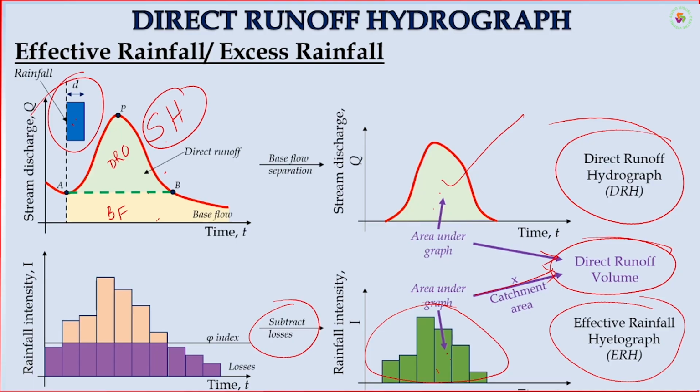If anybody asks you how to get the direct runoff volume, the area under the direct runoff hydrograph is what we call the direct runoff volume. So what is the area under the storm hydrograph? Whatever area is under the storm hydrograph gives you the total runoff, including base flow. Whereas if you separate the base flow, then you get the volume of the direct runoff. The area under the direct runoff hydrograph gives you the direct runoff volume. Please remember, an excellent point.